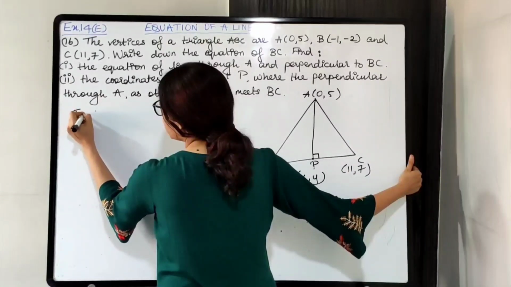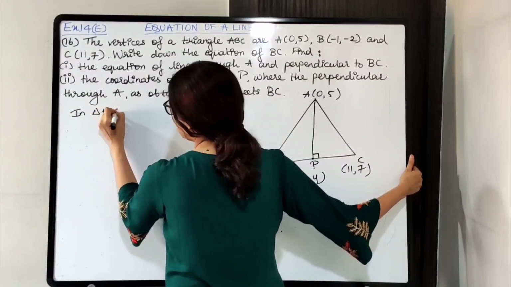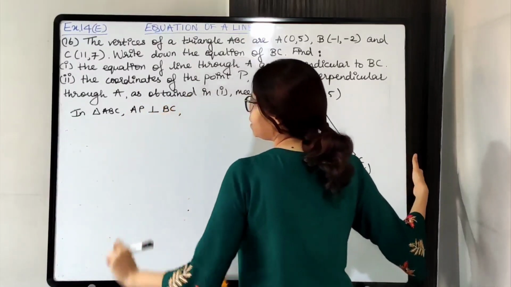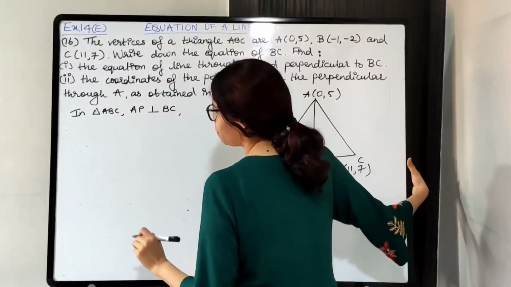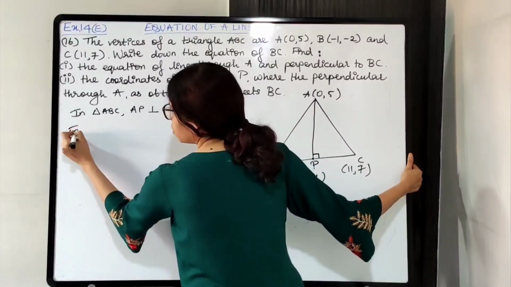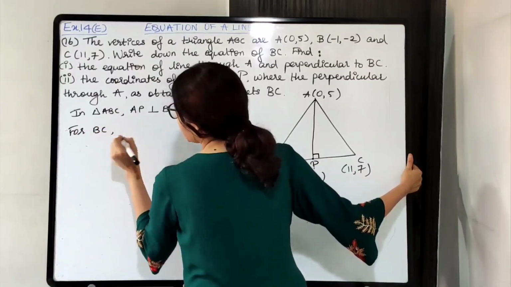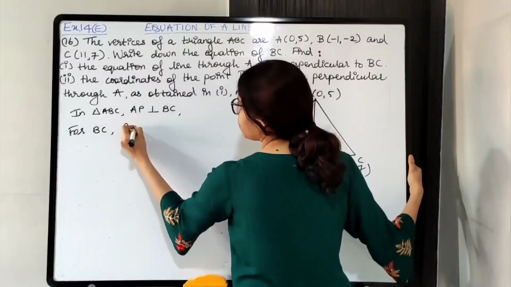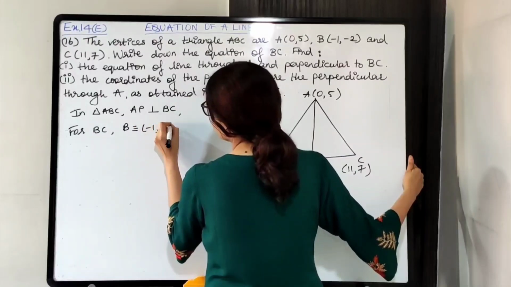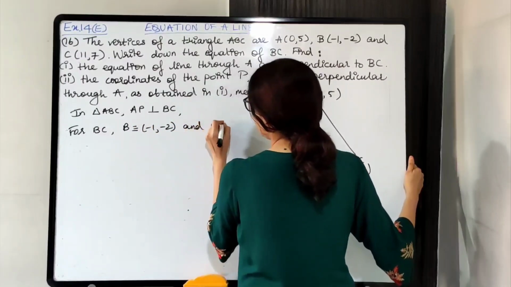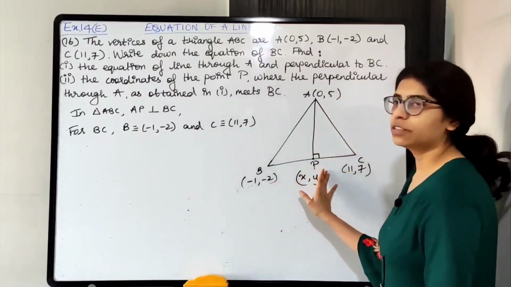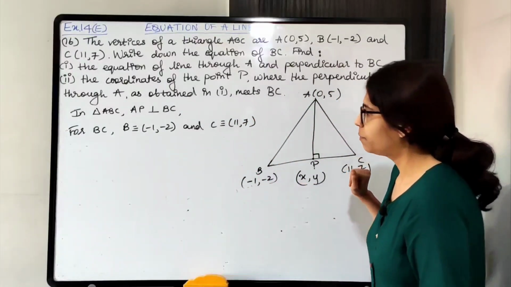So write down, in triangle ABC, AP is perpendicular to BC. Okay, this is given to us. Now first we'll find the equation of BC. So for BC, write down the coordinates of B and C. The coordinates of B are -1, -2 and C is 11, 7. Okay, draw the figure first and then start with the solution.